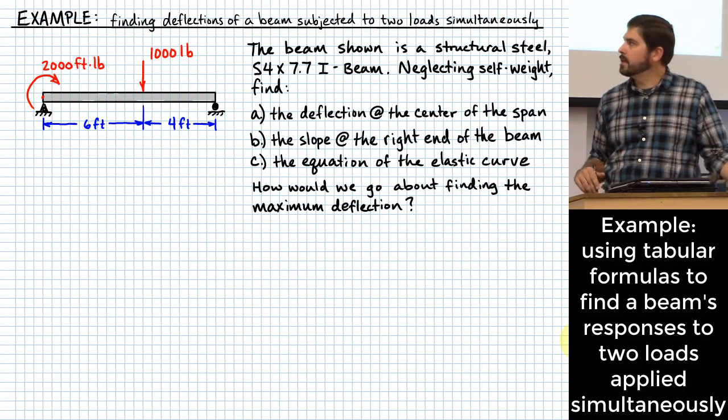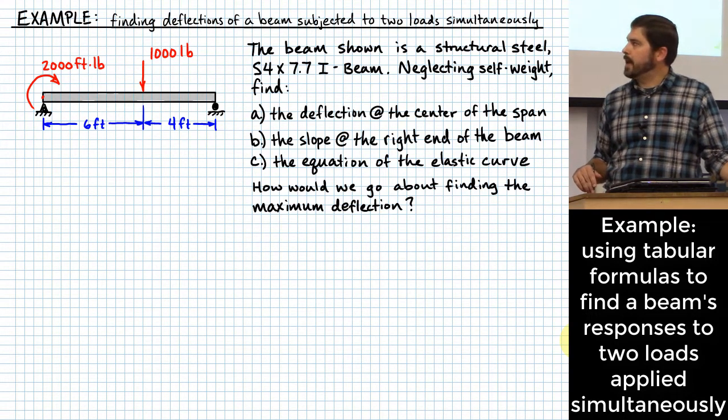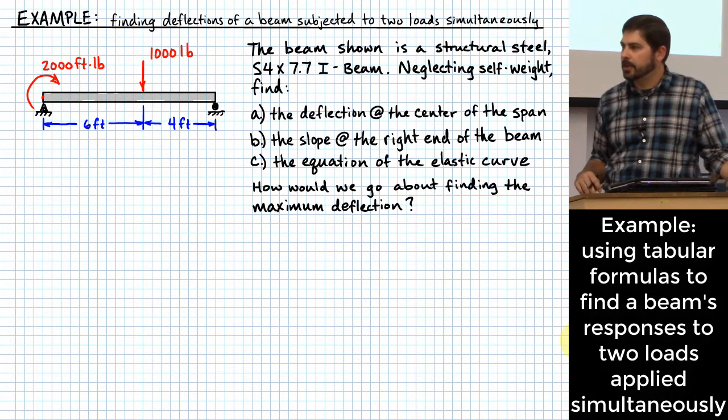Okay? And what we're supposed to do is find the deflection at the center of the span for the first part. Part B, we're going to find the slope at the right end of the beam. Part C, we're going to find the equation of the elastic curve for this beam. And then lastly, we're not even going to do the very last part, but we're going to talk about how we would.